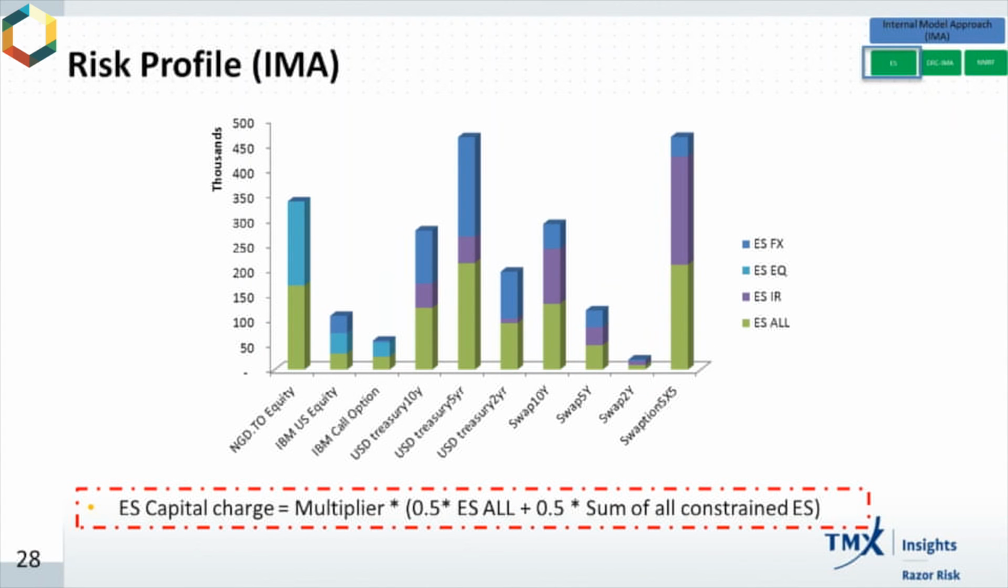Now let's look at the IMA risk profile. So its components include ES_R and ES, constrained ES for IR, EQ, and FX. And the capital charge is equal to multiplier times 0.5 times ES_R plus 0.5 times the sum of all constrained ES. And here, our assumption is it passed backtesting and got a multiplier of 1.5 for the calculation.